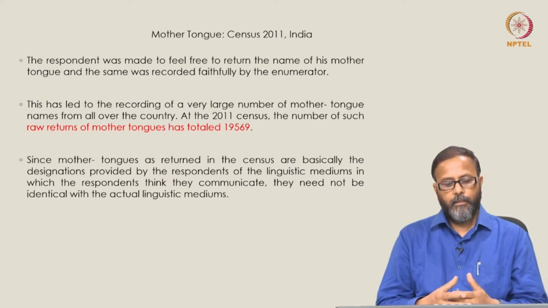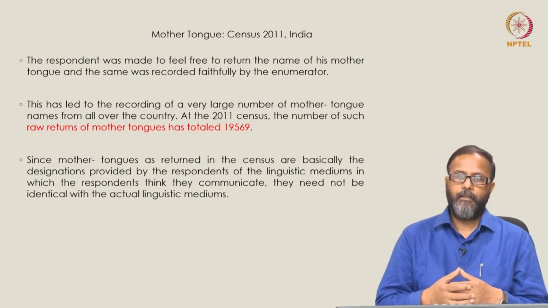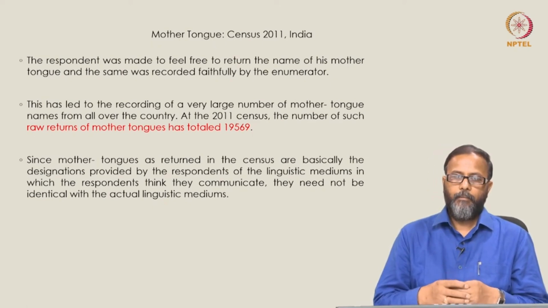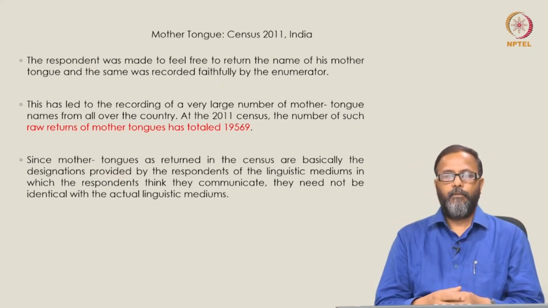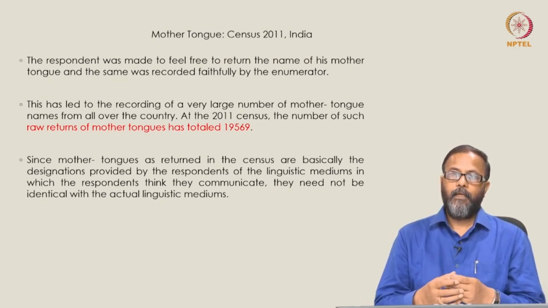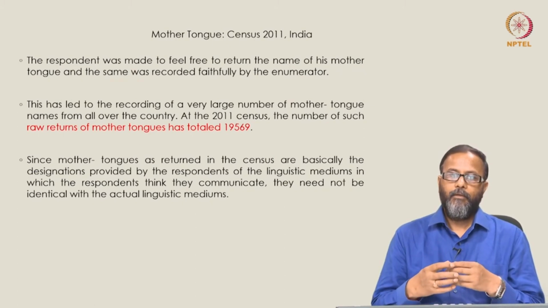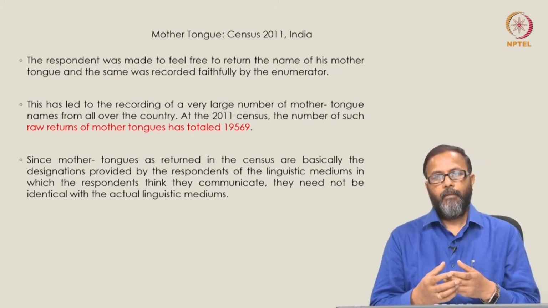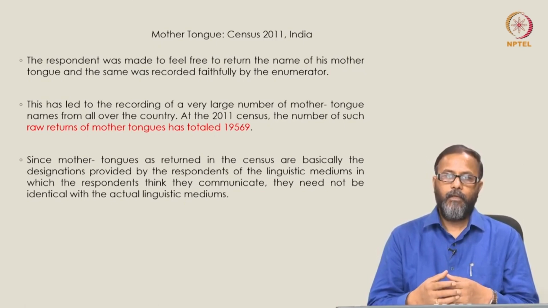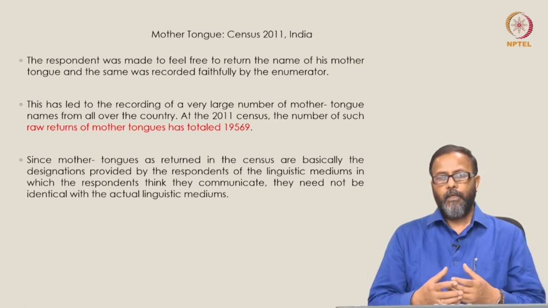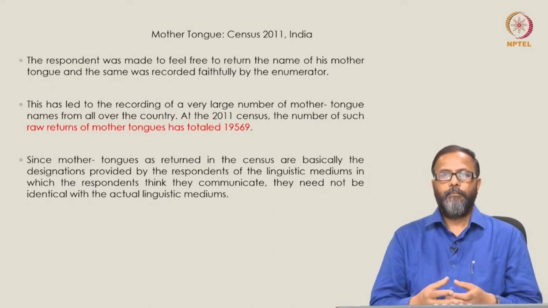And this raw return, or recording of these designations and names by the enumerators, led up to the mark of 19,569 languages, or 19,569 varieties, 19,569 unique designations or labels associated with the term called mother tongue in the 2011 census of India. These numbers are mind boggling. We cannot imagine such a huge number.